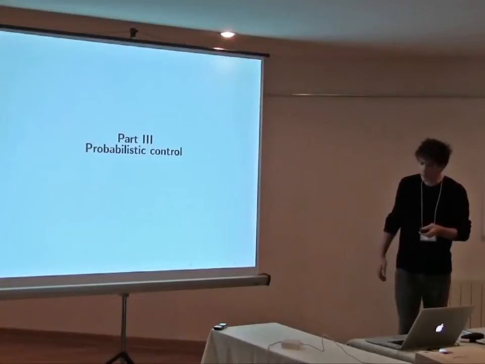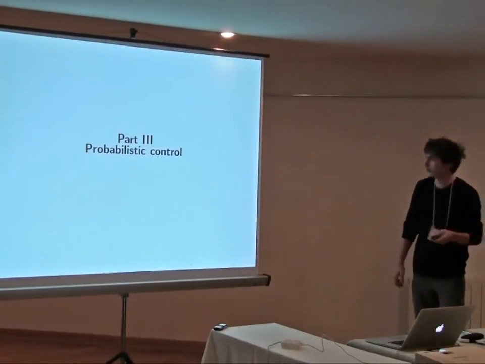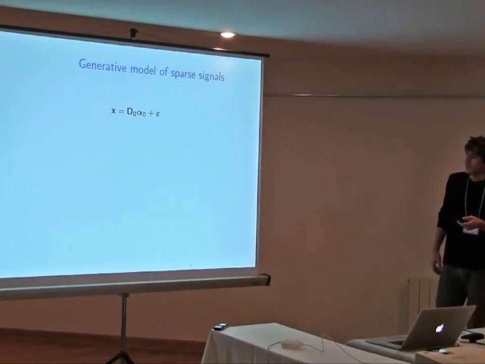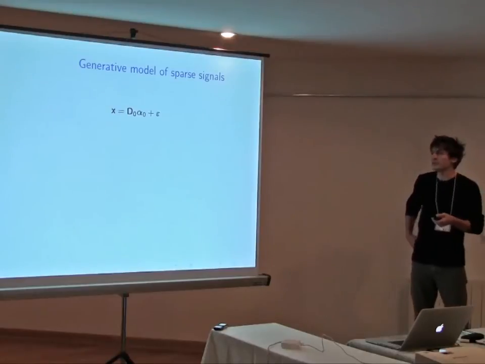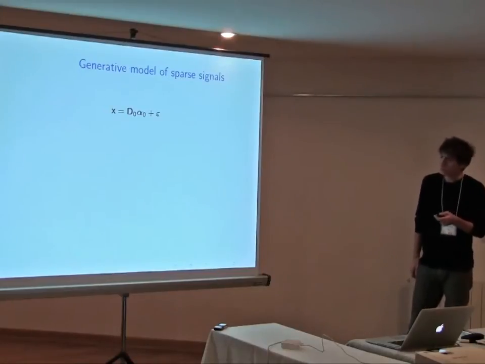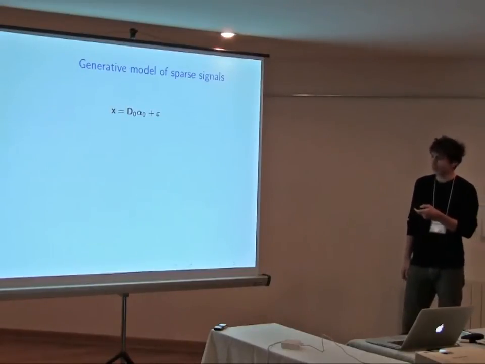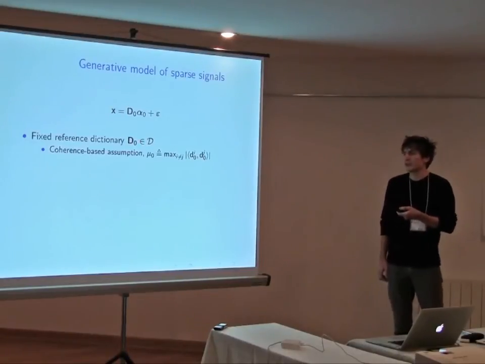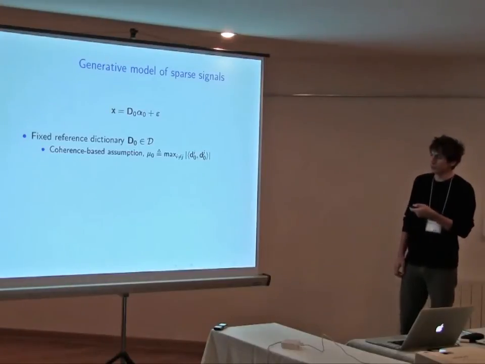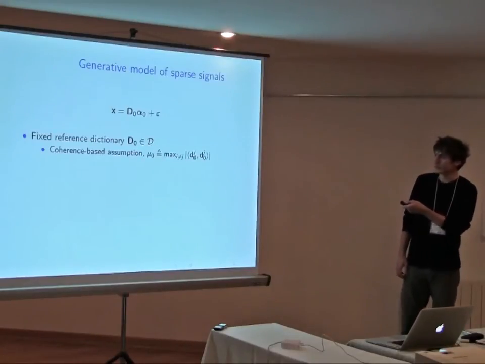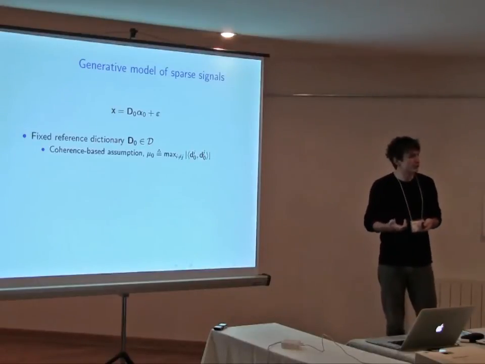So let's discuss quickly the probabilistic aspect of the problem. We mentioned that we will consider a probabilistic model for the signal, so let me detail the aspect of this generative model. The signal is generated in this way. As I mentioned before, the reference dictionary is fixed here, and we will make some assumption on the dictionary D0, and those assumptions will rely on the coherence of this dictionary. The coherence is basically a measure of the level of correlation inside the dictionary.